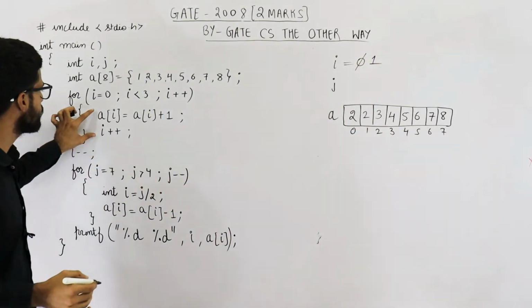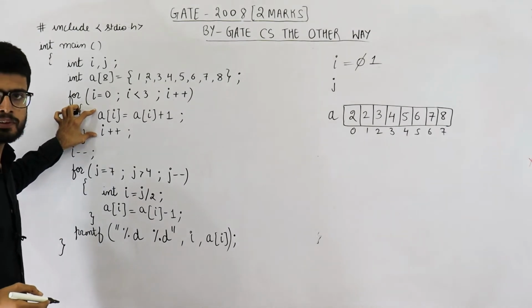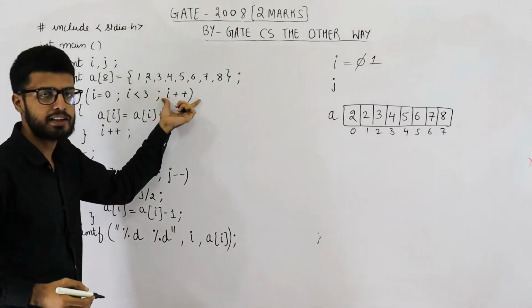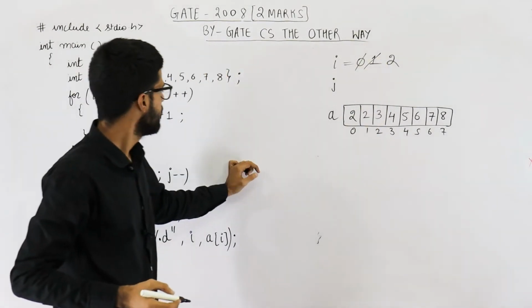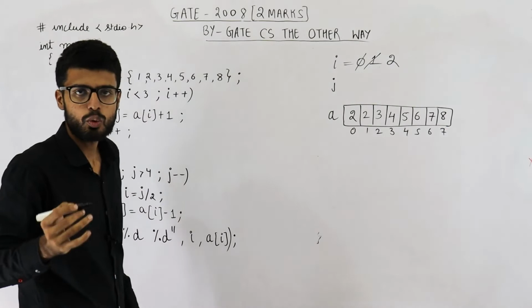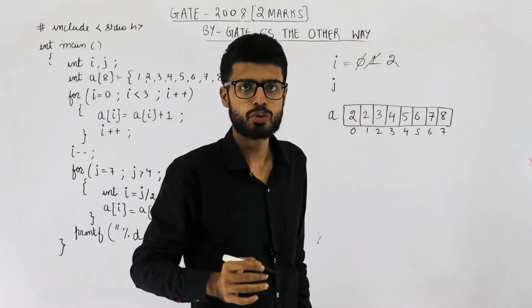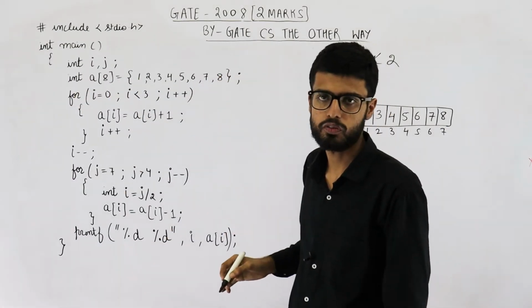Now see, body of loop has been completely executed. After this, you need to execute update expression I plus plus. That means I becomes 2. Next line is loop condition. 2 is still less than 3. Condition is true. That means you will enter the body of loop.